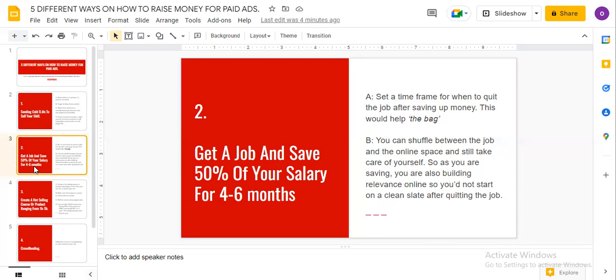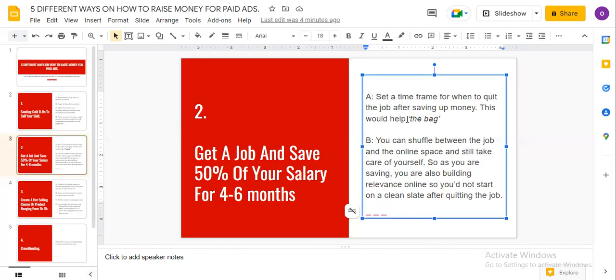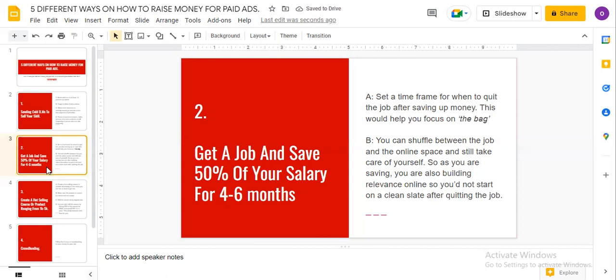Now, here was what I did, just like what you are seeing on your screen here. Set a time frame for when to quit the job after saving up the money. This would help you focus on the bag. So now, when you are working there, you know you are not just working for working sake. You know you are working with a time frame in your head that, oh, once it is this particular time, I am quitting. So whatsoever I'm doing, I'm making sure that I have a target. So I must raise up 200K within 4 to 6 months with this job.